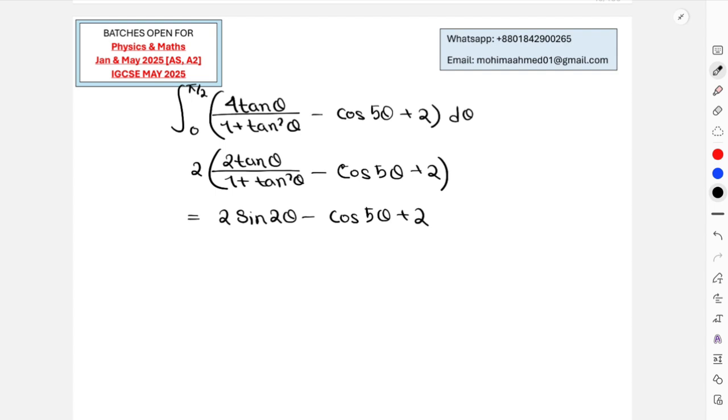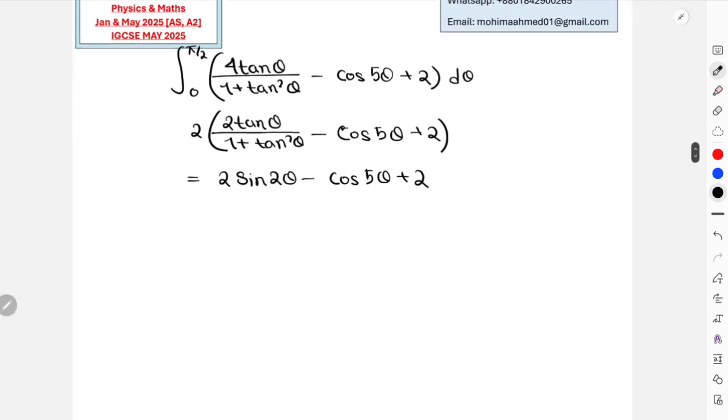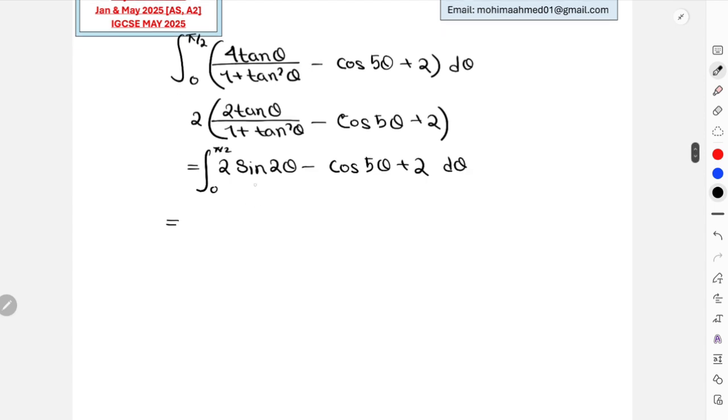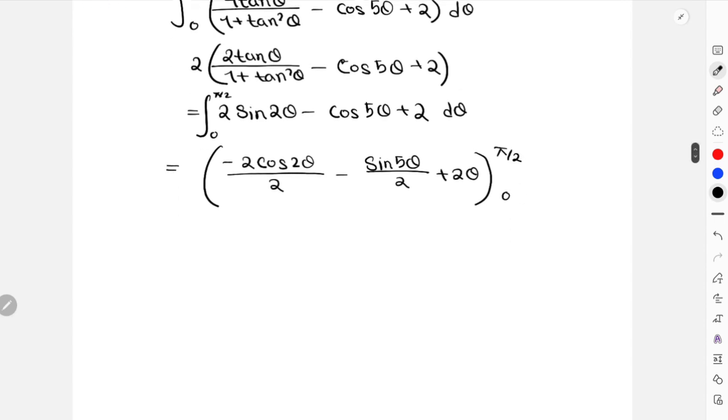For example, the 2 from this part will come in front. So we have simplified this entire expression. We will now go with the integration, okay? Pi by 2 to 0, d theta. So now with the integration, this becomes sine, integration of sine becomes negative cos. So you have 2 cos 2 theta divided by 2. Obviously the 2 gets cancelled out at the end. Then integration becomes sine of 5 theta by 2 plus 2 theta, right? Obviously it was in terms of theta, and the upper boundary was pi by 2 and the lower 0.